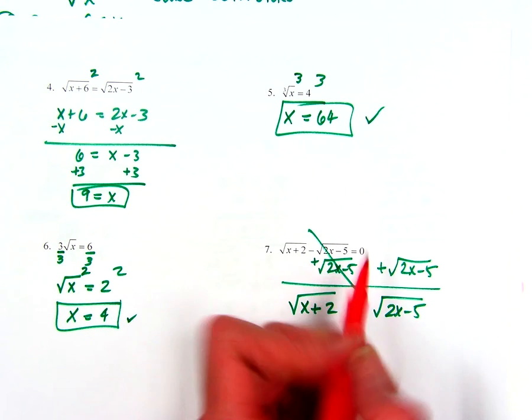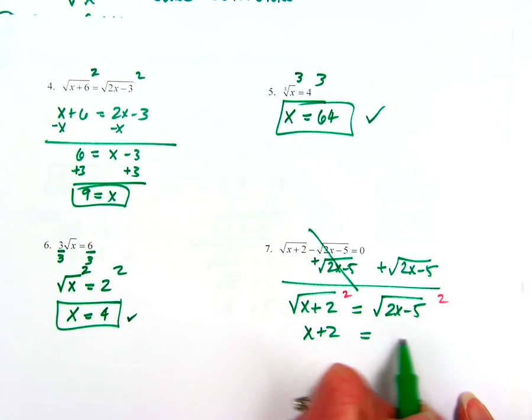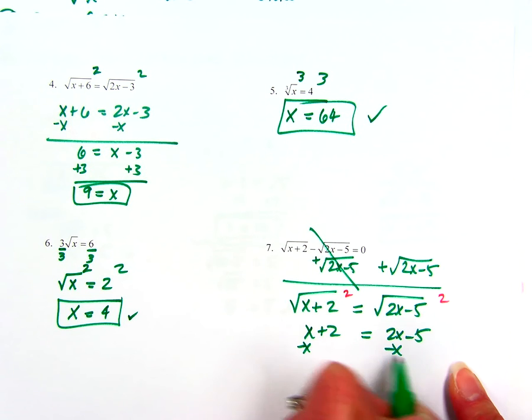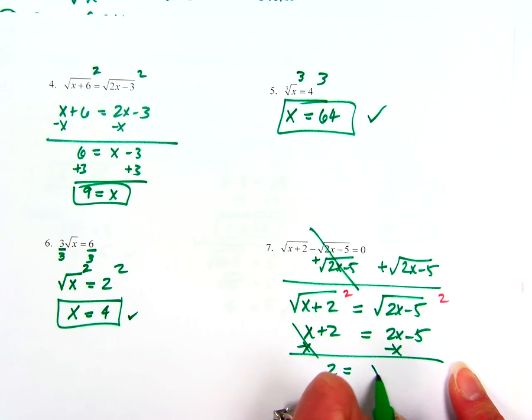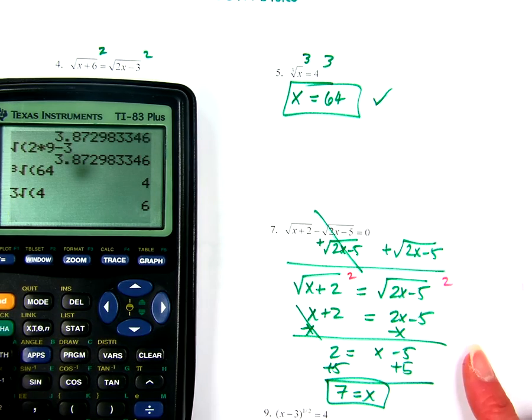So to undo our radical, you square it. That just cancels out the radical, and you're left with x plus 2 equals 2x minus 5. So now you have a pretty basic equation. We've got 2 equals x minus 5, and you add 5, and you get 7 equals x. All right, so this would be a nice one to check to see if you have the right answer.